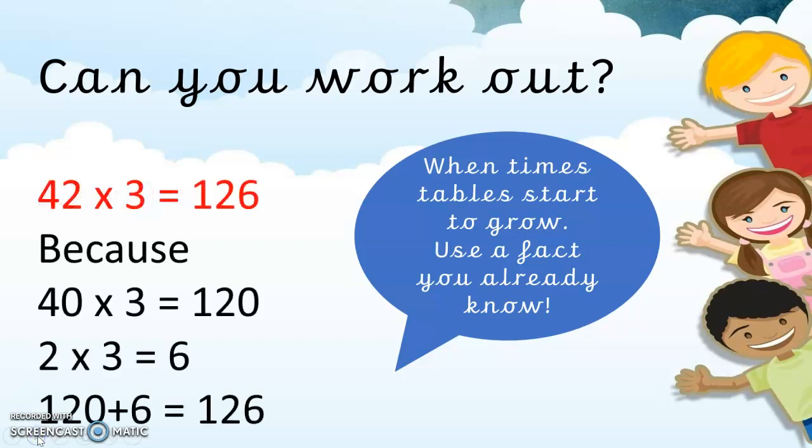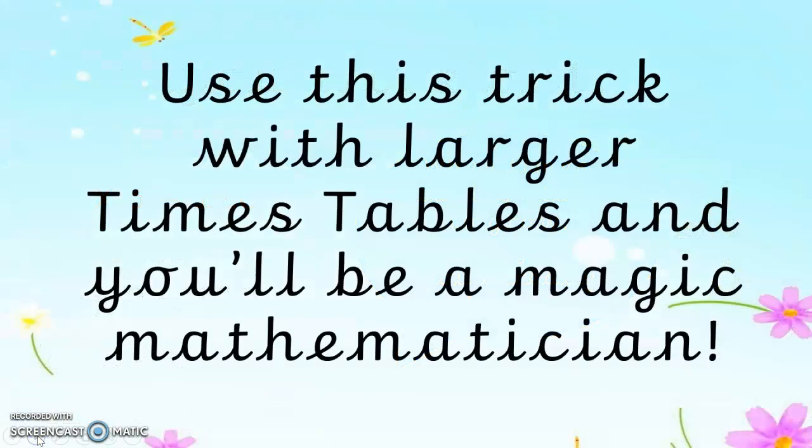I got 126. Did you? Well done if you did. I used the known fact that 4 times 3 is 12. When times tables start to grow, use a fact you already know. I added the zeros to make it 10 times bigger, adding my 120 to my 2 times 3, which was 6. 126. Great job, everyone. Don't forget you can use this trick with any large times tables. You'll soon be a maths magic mathematician.